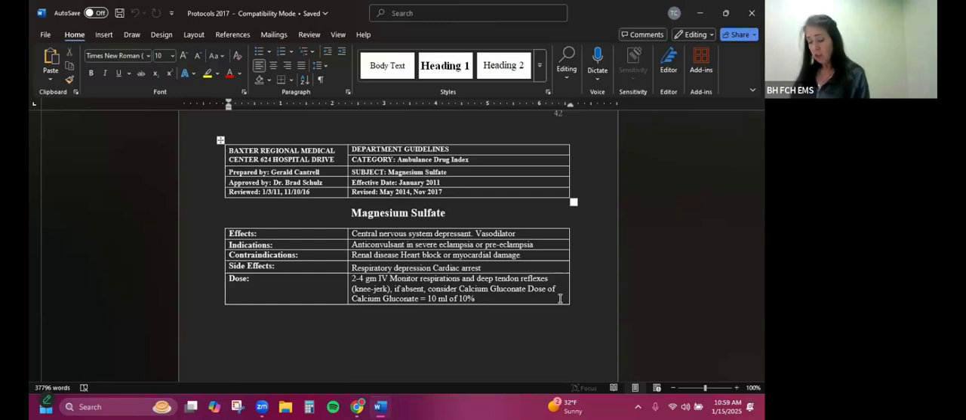The mag sulfate dose is 2 to 4 grams IV. Monitor respirations and deep tendon reflexes, knee jerks. If absent, consider calcium gluconate, dose of 10 milliliters of 10%. For torsades, you want a slow 2 grams IV push. Have you ever given mag for torsades, Tasia?